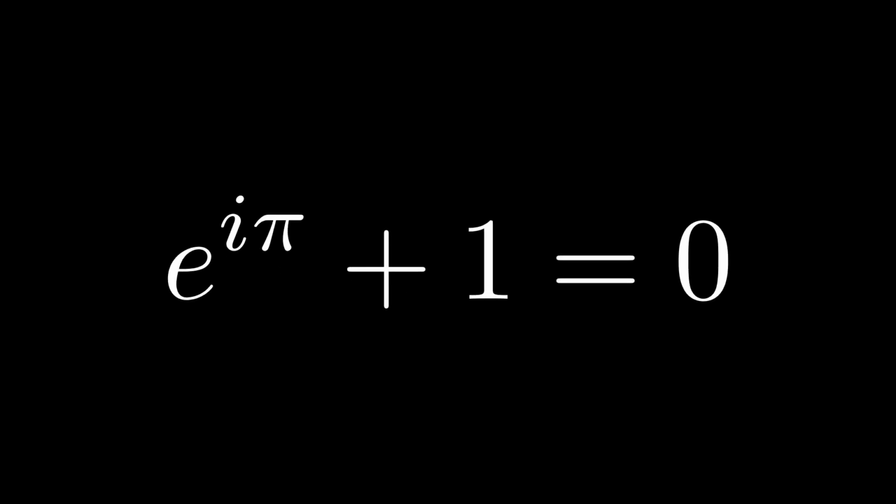It's been called the most beautiful equation in mathematics. e to the i pi plus 1 equals 0. But what does it even mean?